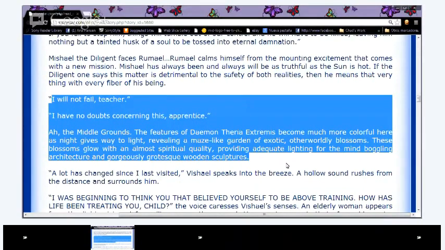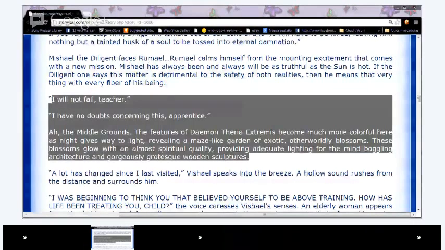I will not fail, teacher. I have no doubts concerning this apprentice. At the middle ground, the features of Dementeria extremis become much more colorful here as night gives way to light, revealing a maze-like garden of exotic otherworldly blossoms. These blossoms glow with an almost spiritual quality, providing adequate lighting for the mind-boggling architecture and gorgeously grotesque wooden sculptures.